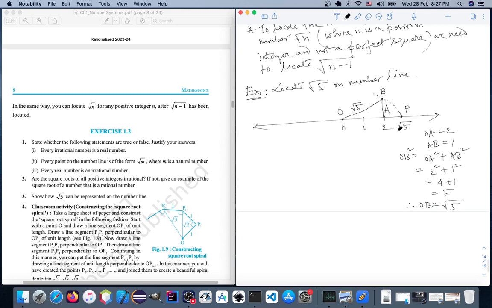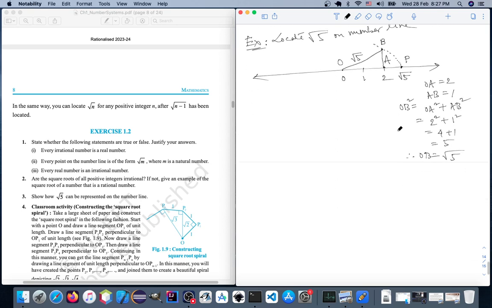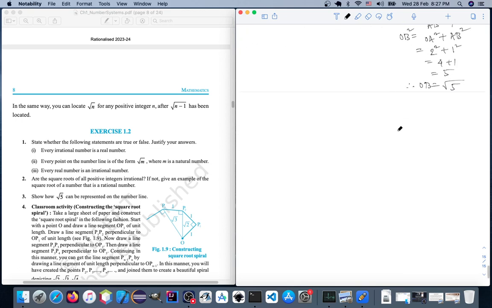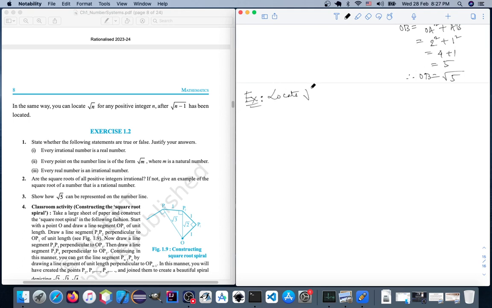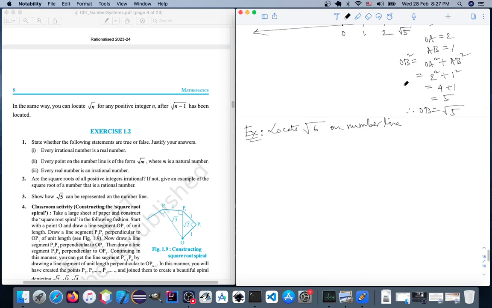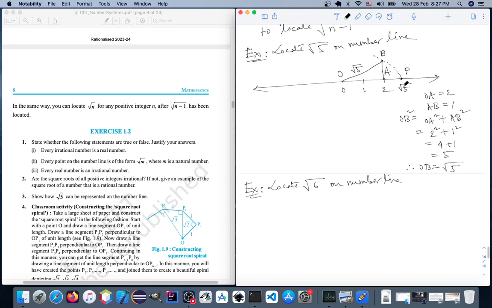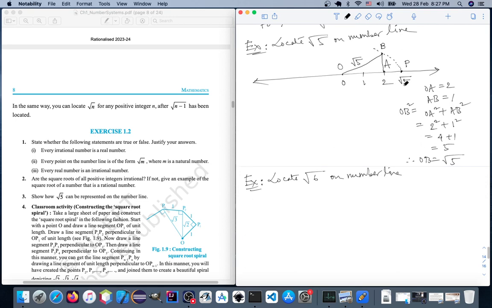Let's see how we can locate, let's say, root over 6 on the number line. So to locate root 6 on the number line, we need to first locate root 5. Root 5 we have already located in the previous example. So we have to first locate root 5.